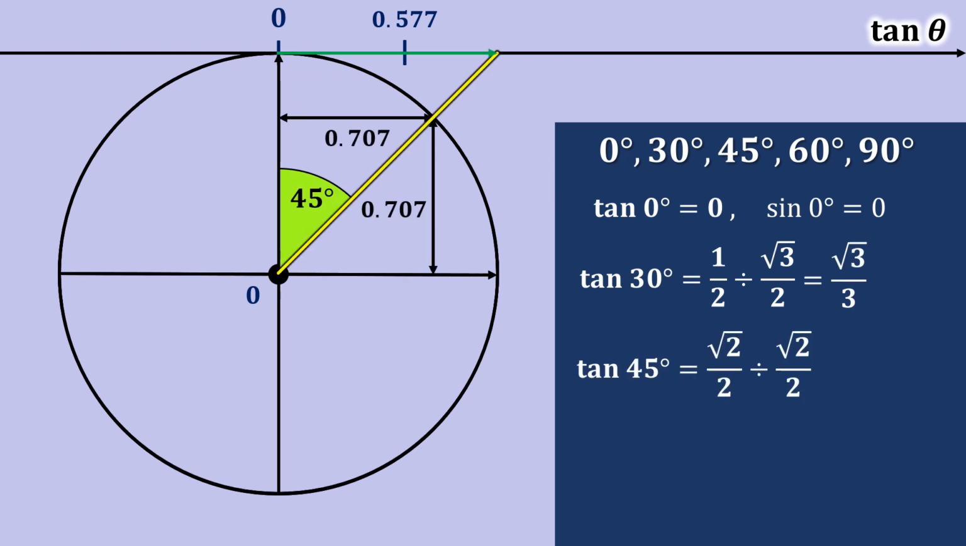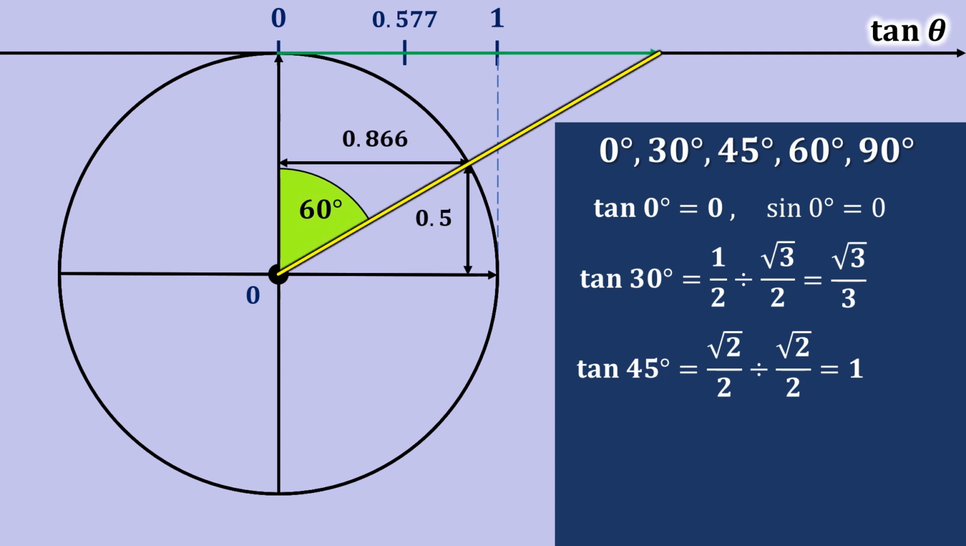At 45 degrees, the sine and cosine are the same. So tangent 45 is equal to 1. At this point, the tangent is as long as the radius. At 60 degrees, the tangent is equal to the square root of 3.